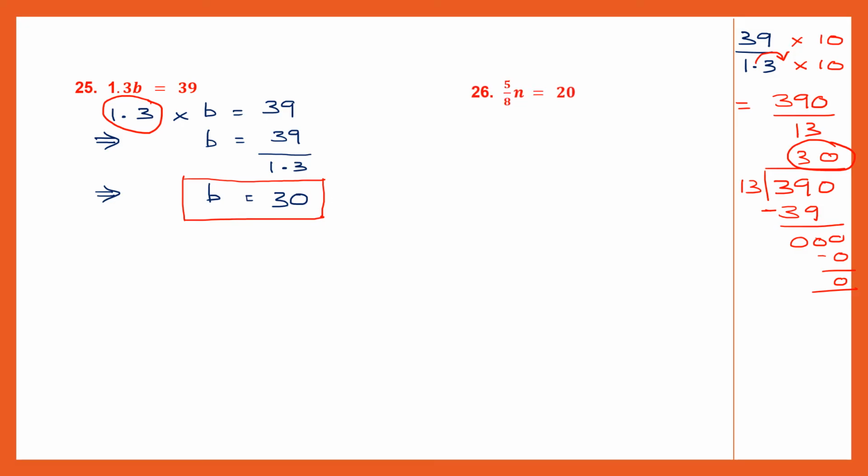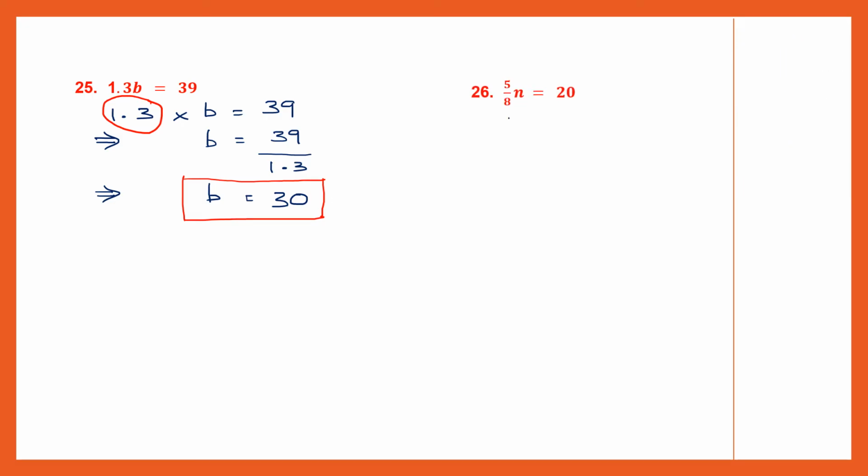Question 26. 5 by 8n means 5 by 8 into n, and that is equal to 20. So now we're going to solve for n. So 20 will be as it is on the right hand side. We're going to transpose 5 by 8 to the right hand side. Here it is multiplication. So when it goes there, it becomes division, which is divided by 5 by 8. So we can solve for n by doing this division. So this will be 20 divided by 5 by 8.